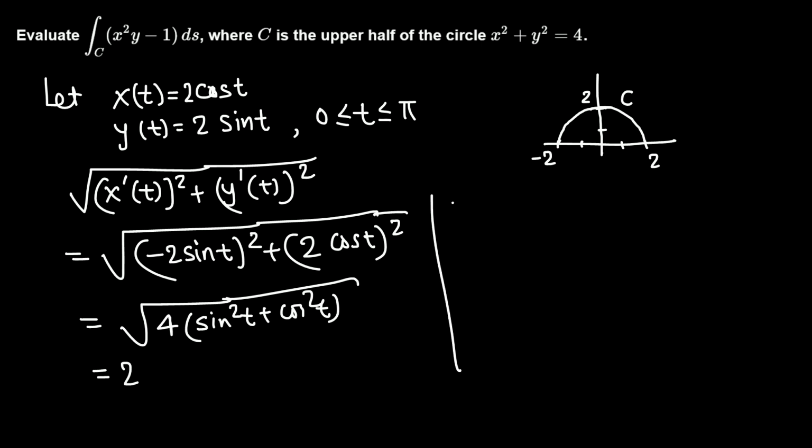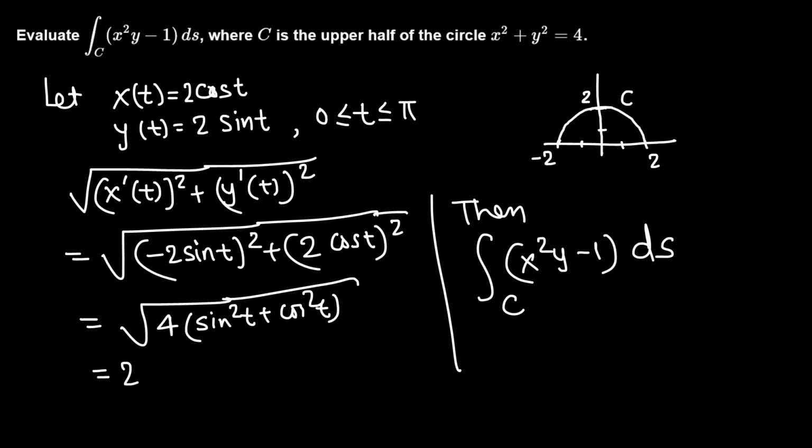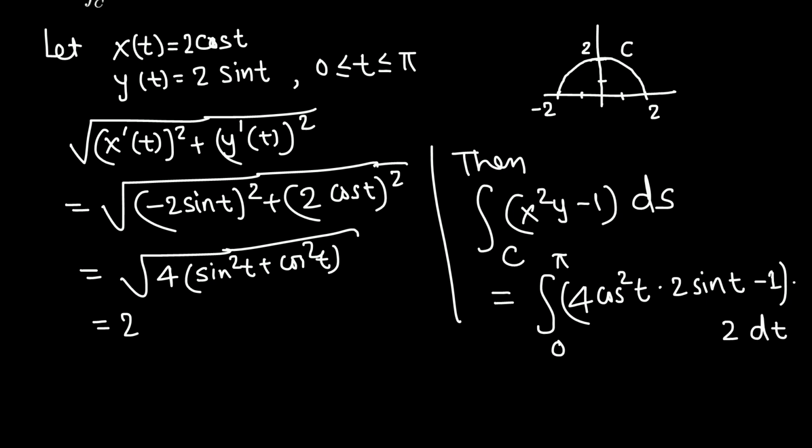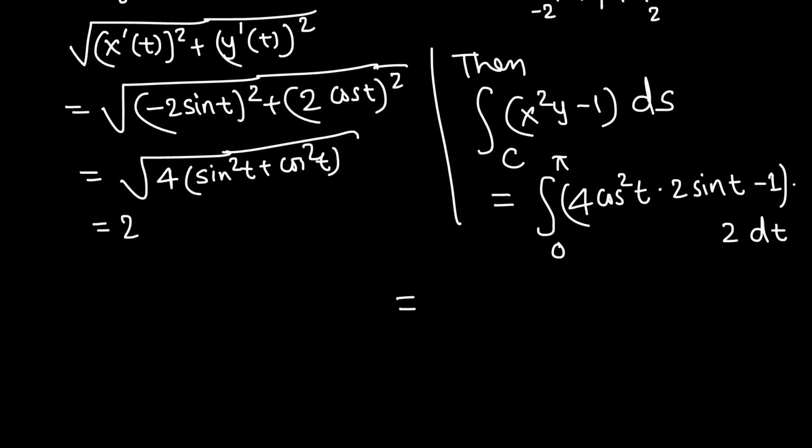Then this line integral, x squared y minus 1 with respect to arc length ds, is the same as, written in terms of t from 0 to pi: x squared is 2 cosine t squared, so 4 cosine squared t, times y, which is 2 sine t, minus 1, times ds, which will be this quantity times dt, so we have 2 dt. Now this is pretty much Calculus 1. Let me simplify here.